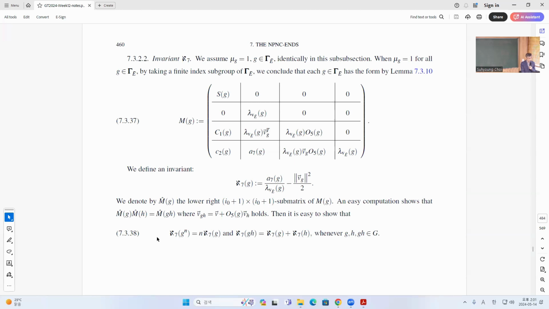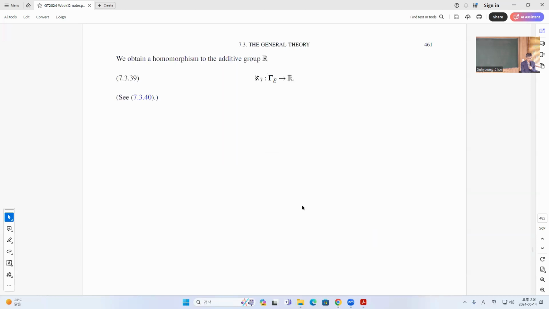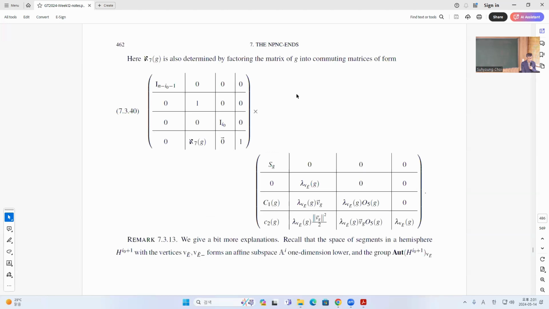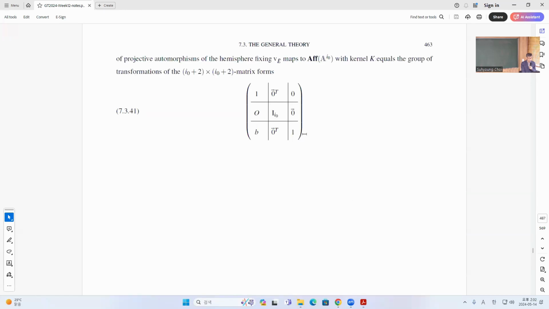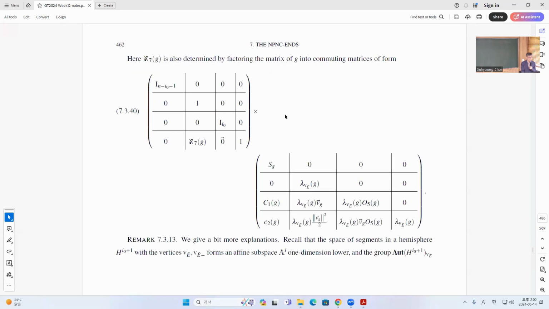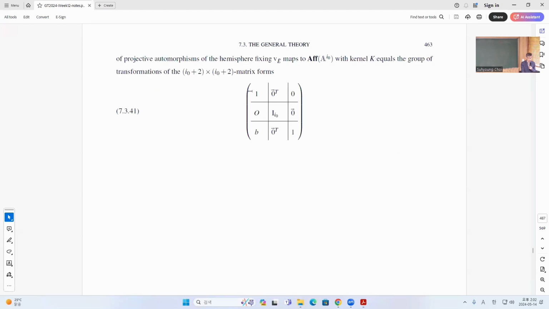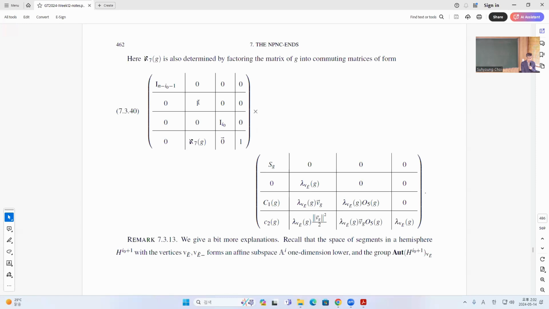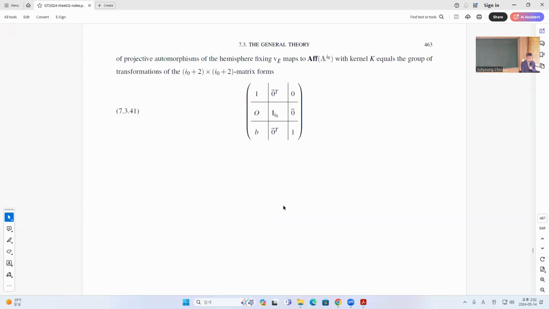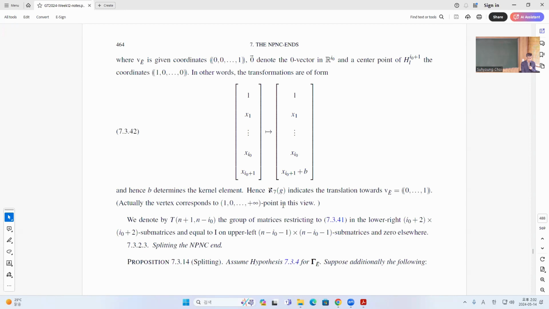And then you see that these satisfy this linear property. And so this is actually going to give you a map like this, a homomorphism to R. And you can kind of understand this mu_g by factoring this group. So this part now looks like the cusp group here. I mean some constant times the cusp group, and then this is really sort of a translation in the v_e direction. So you can see that this pushes things down in the v_e direction. Okay, so that's the only thing here.